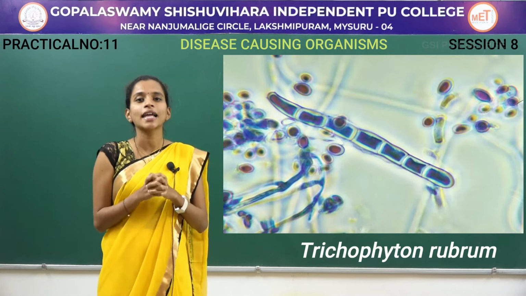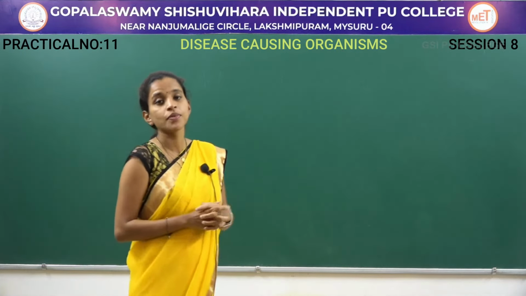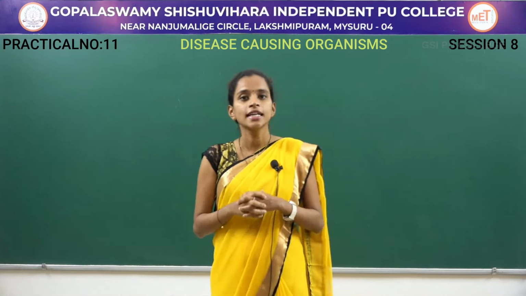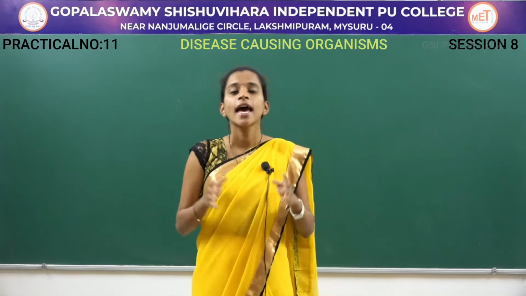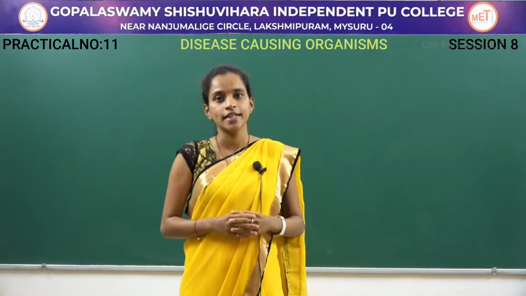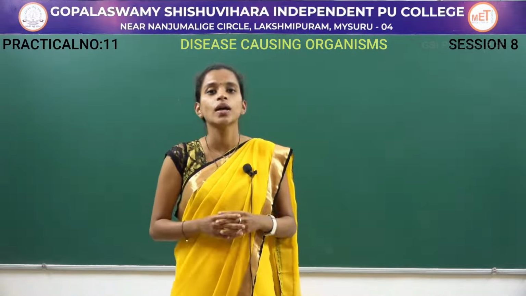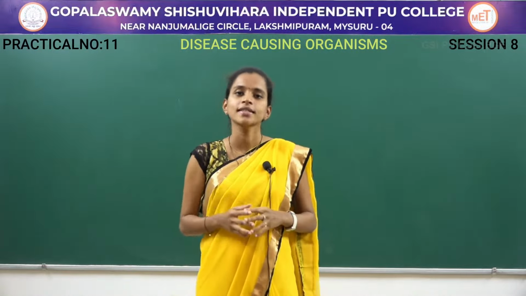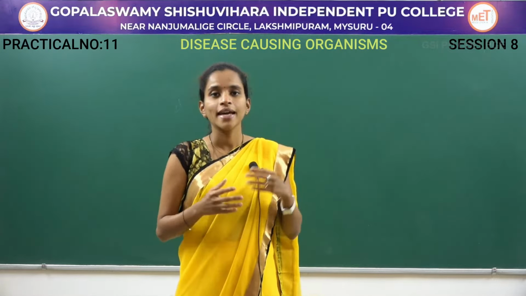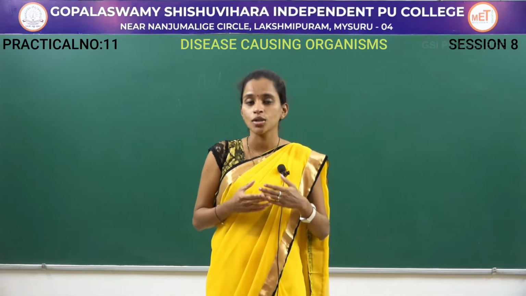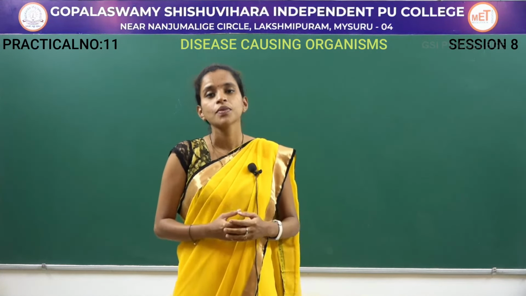So, these are the 4 different types of disease causing organisms. Once again to discuss, here we have learnt about 4 different organisms. The first one was Entamoeba Histolytica, second one was Plasmodium vivax, third one is Ascaris lumbricoides, and fourth one is Trichophyton rubrum. Entamoeba Histolytica causes the disease called amoebic dysentery or amoebiosis.